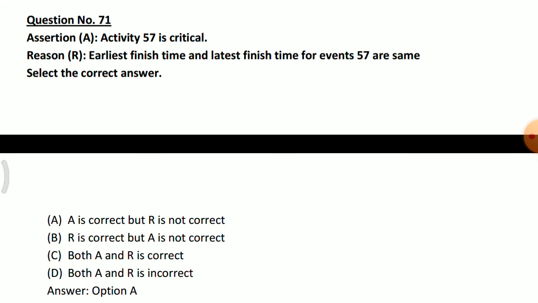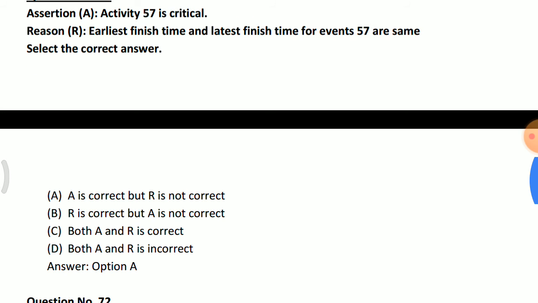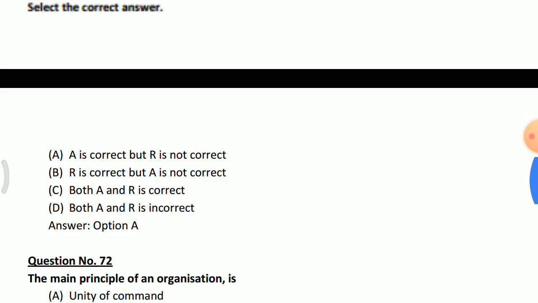The assertion is that activity 5-7 is critical, and the reason is that the earliest finish time and latest finish time for the event are the same. So the correct answer is option A, where A and R are both correct. Option A is correct but R is not correct.